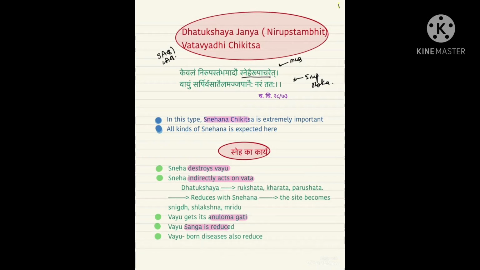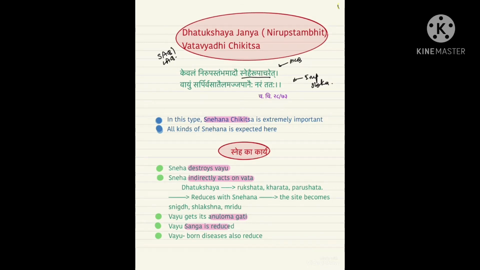Alright, so what is written here in the shloka? In the chikitsa of Dhatukshayajanya VATAVYADHI, Snehan chikitsa is very important. All kinds of Snehan are to be done here. Now let's see why Snehan is so important. For that we have to see what is the karya of Sneha. Sneha destroys Vayu. It indirectly acts on Vata. What happens in Dhatukshaya is there is Rukshata, Kharata and Parushta in the Strotas, right?